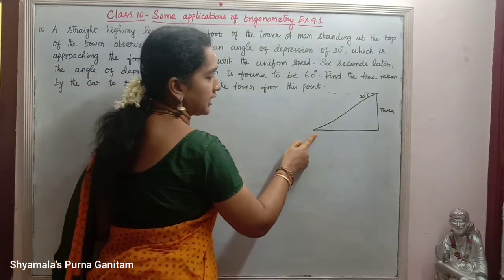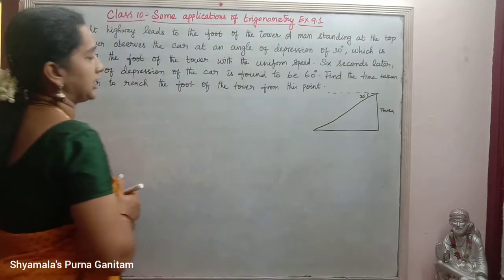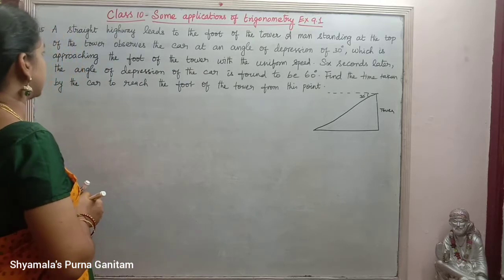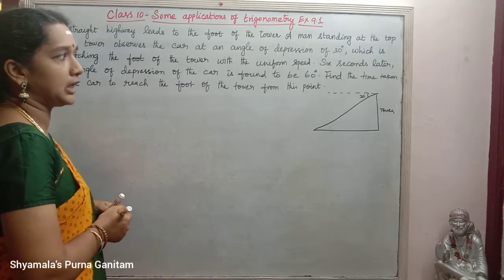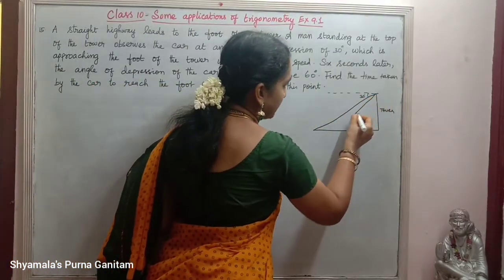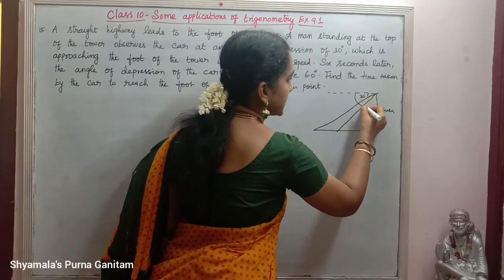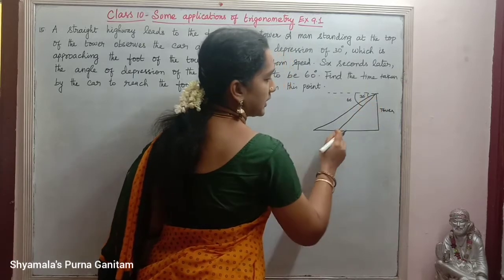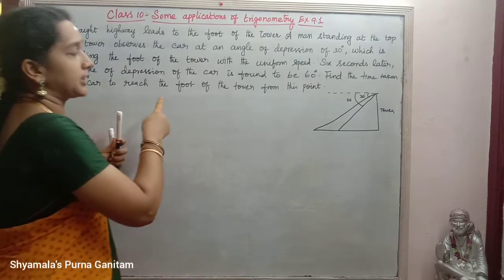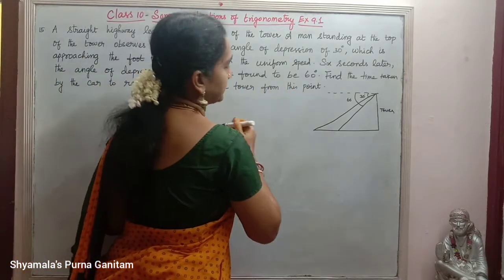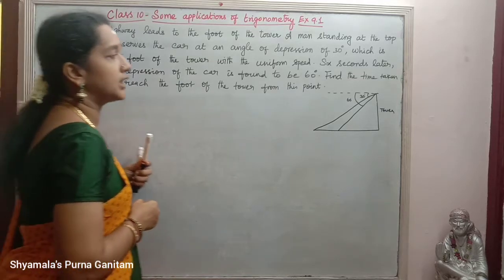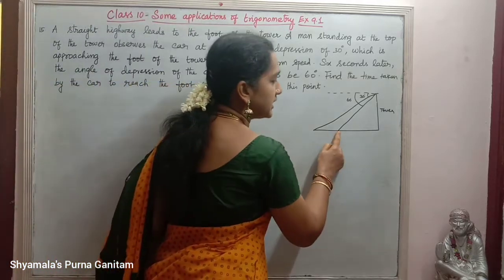So the car is here, approaching the foot of the tower with uniform speed. After 6 seconds, the angle of depression of the car is found to be 60 degrees. Find the time taken by the car to reach the foot of the tower from this point.